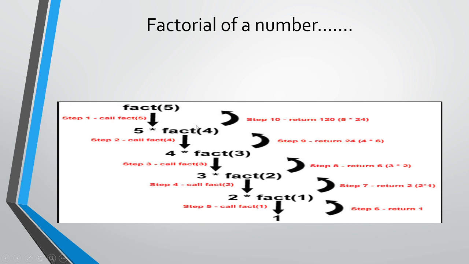But factorial of 4 has been called by factorial of 5, so 24 should be returned back to factorial of 5. Factorial of 5 stopped at 5 into factorial of 4. Factorial of 4 is 24, so 24 into 5 will be executed, and we will get a return of 120. This factorial of 5 has been called by main, so main will get the answer 120.